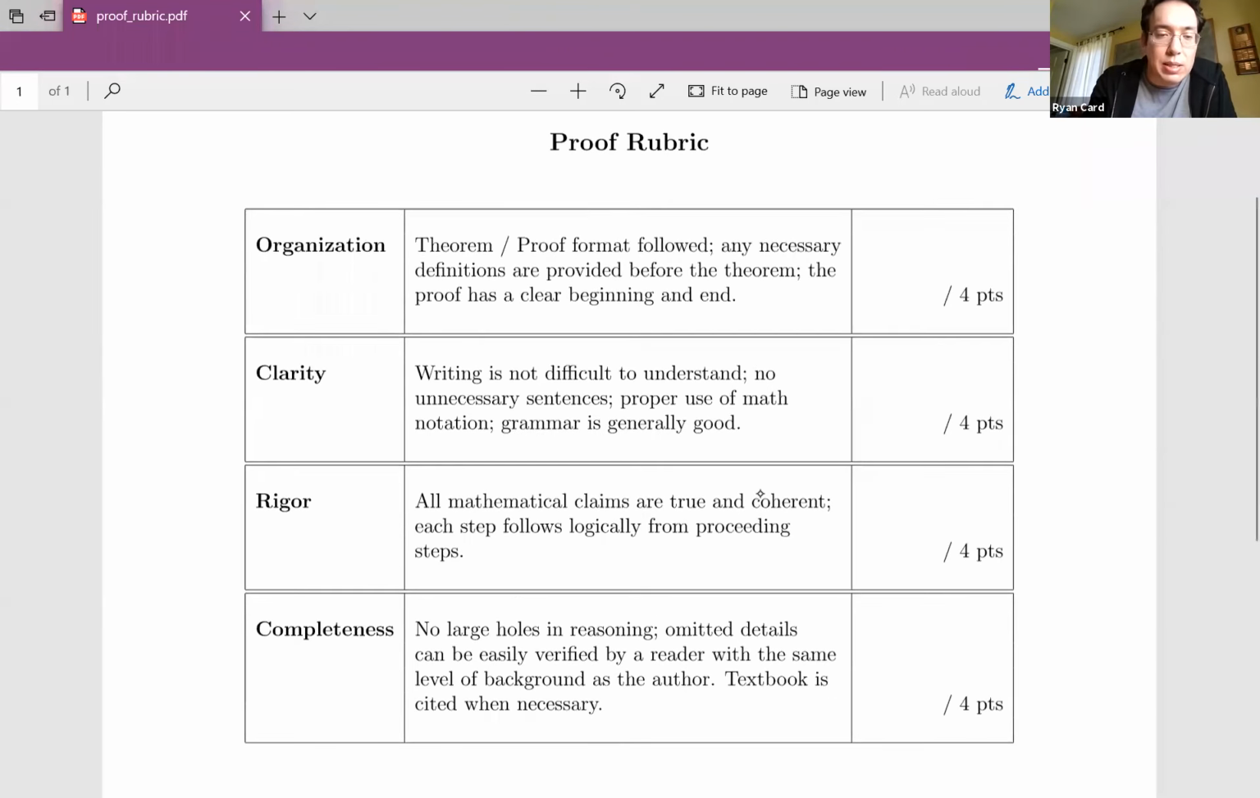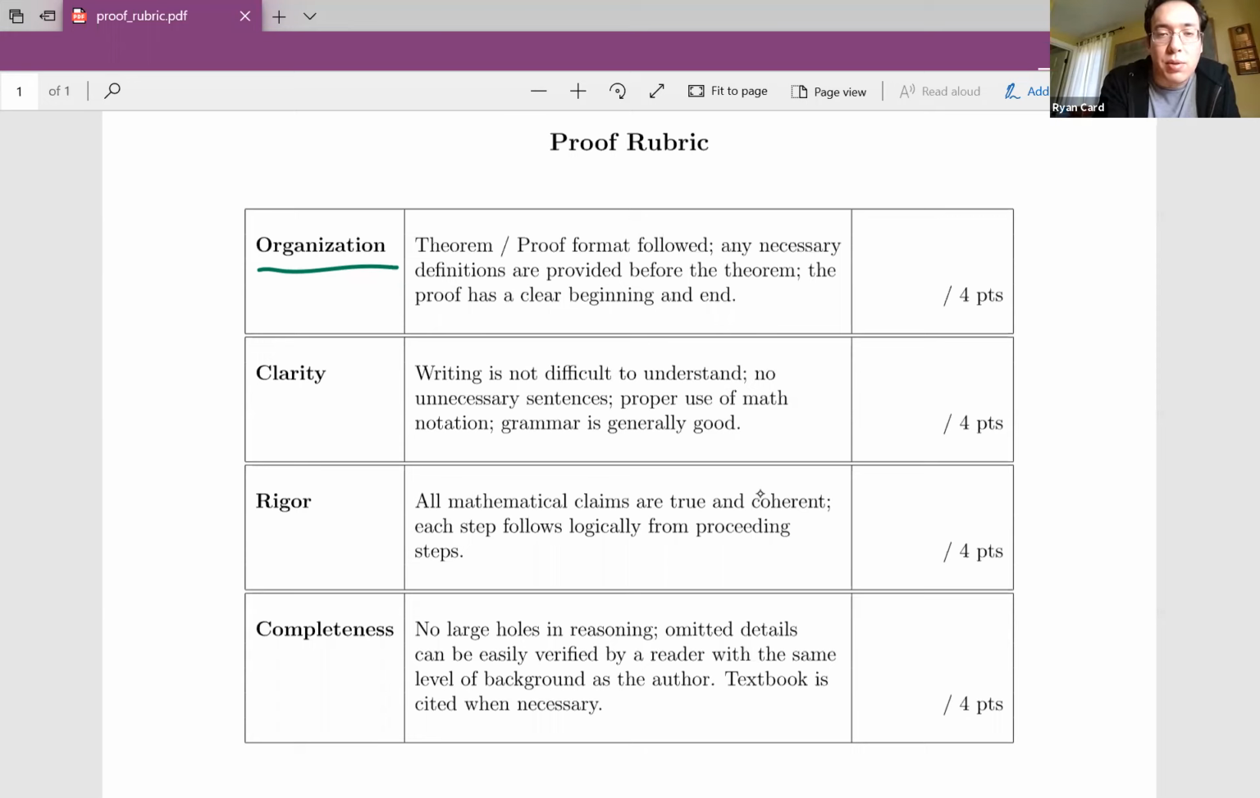Okay, so let's look at the 4 categories a little bit more carefully. The first category is organization. When I want you to write a proof of the claim, I want you to restate it in terms of: here's the theorem and here's the proof. Here's where the proof begins and here's where the proof ends. That should be very clearly organized in your post of the draft of the proof.